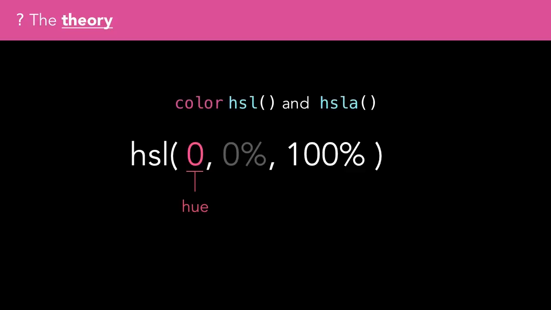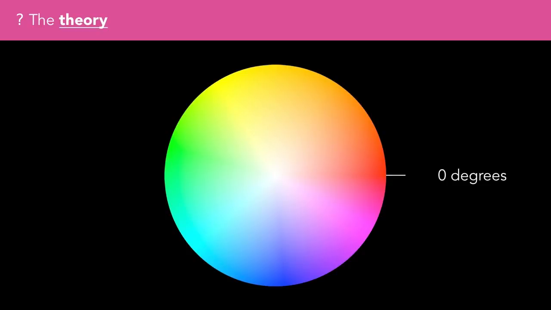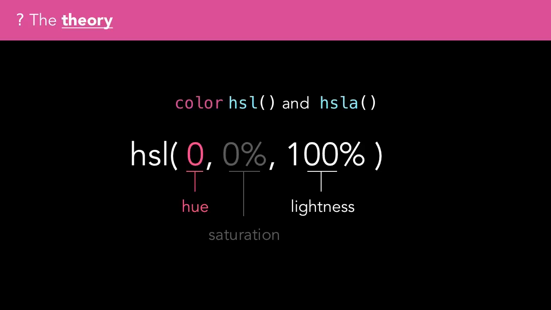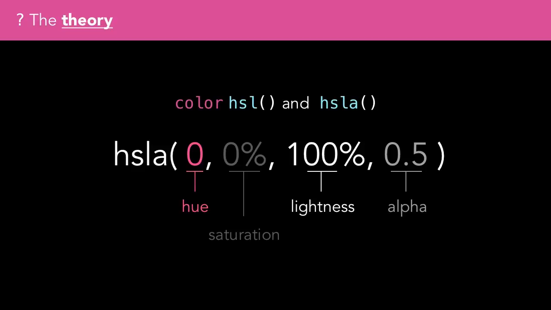HSL stands for hue, saturation and lightness. Hue is specified in degrees from 0 to 360 and corresponds to a position around the colour wheel. 0 degrees represents red, and then colours blend through oranges, yellows, greens, blues, purples, pinks, and back to red again at 360 degrees. Saturation determines how vivid a colour is, from 0% monochrome to 100% vivid. Lightness is also set as a percentage and determines the overall amount of luminance of the colour. HSL has a corresponding HSLA version, which allows for alpha transparency.